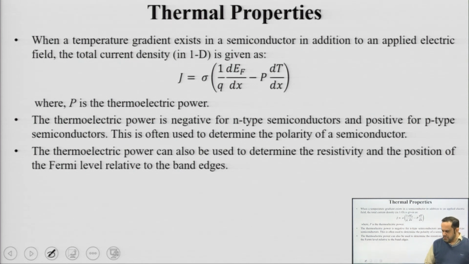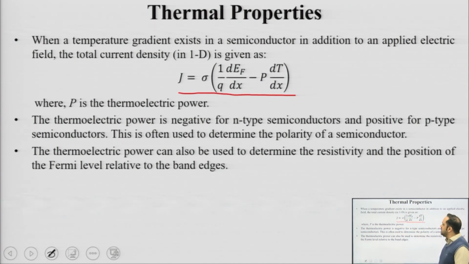Now, apart from optical properties, you can also have properties related to the thermal nature of semiconductors. When semiconductors are heated, different semiconductors react differently. Some may have high thermal integrity, some might have very low levels of thermal conductivity. So, when a temperature gradient exists in a semiconductor, in addition to the external electric field, the total current density in one dimension changes, and it becomes equal to this value.